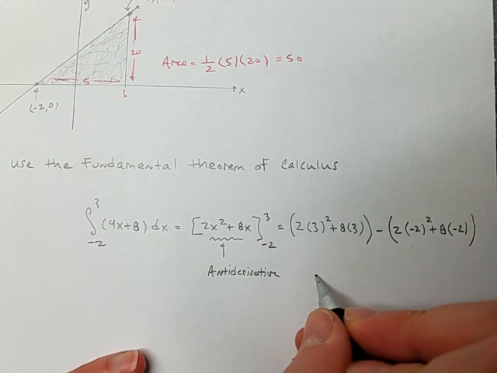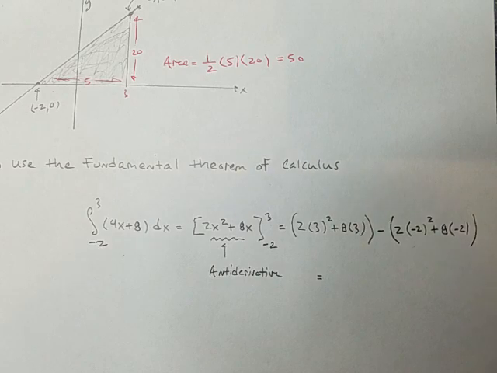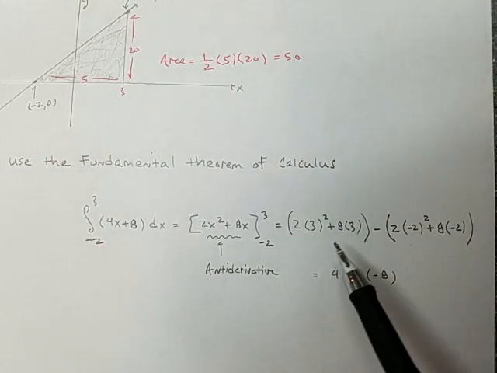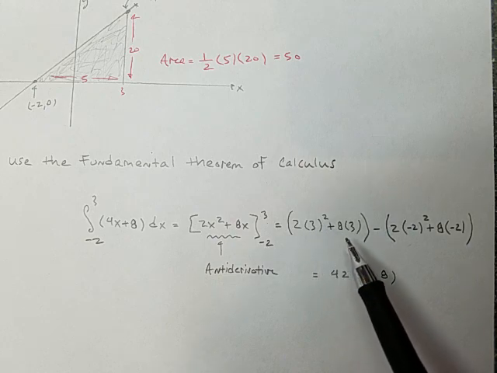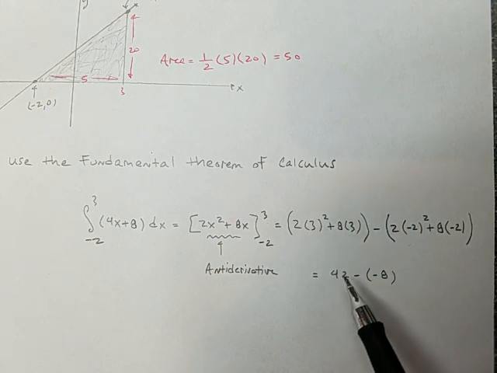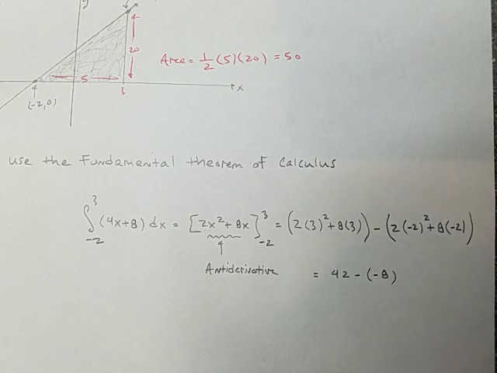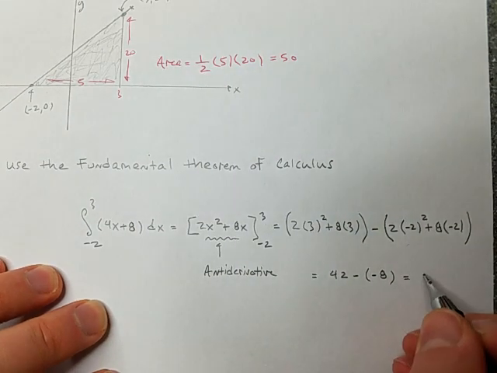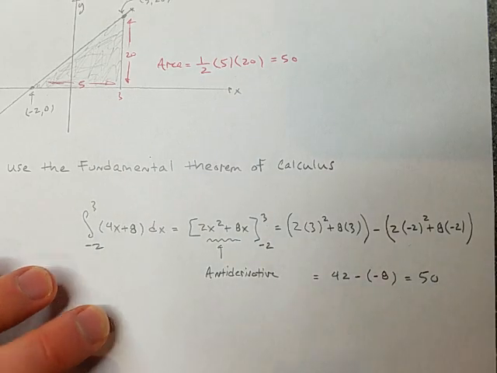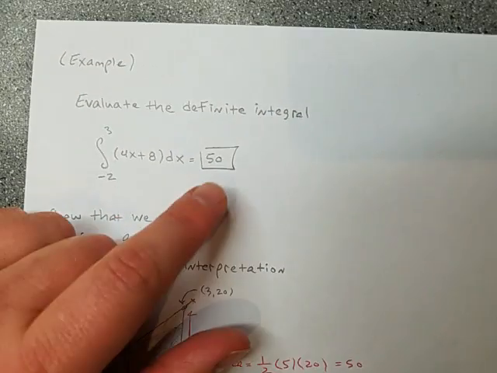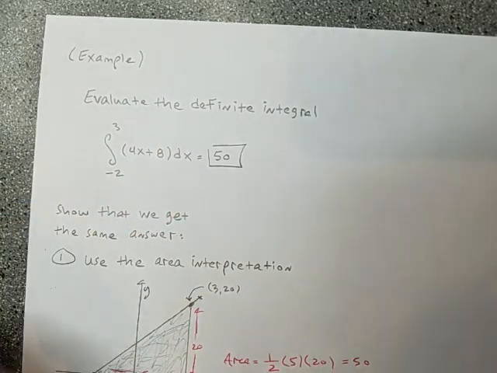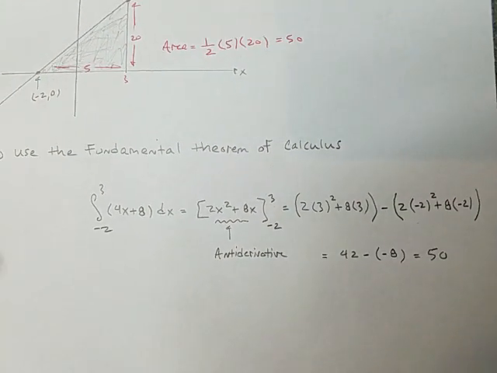Okay, so now I'll do the calculations. If I do the math, this is 24. Sorry, that's 42. And then minus, and this is -8. And then what's 42 minus -8? It's 50. It's 42 plus 8. Well, that's what we got already. I'm just confirming it, and I'm showing you that there's another technique.